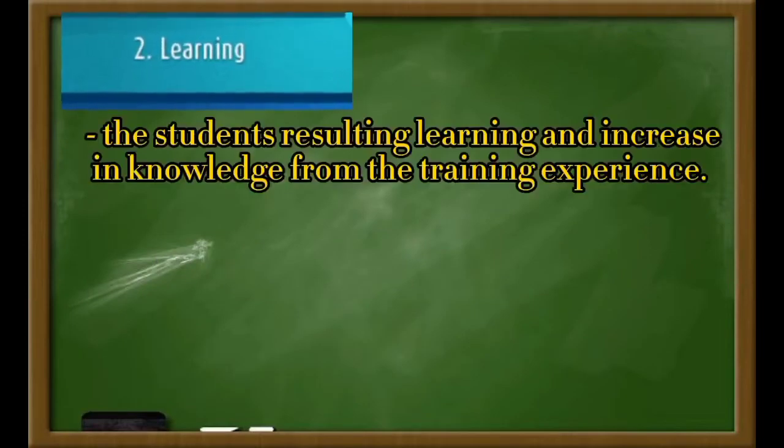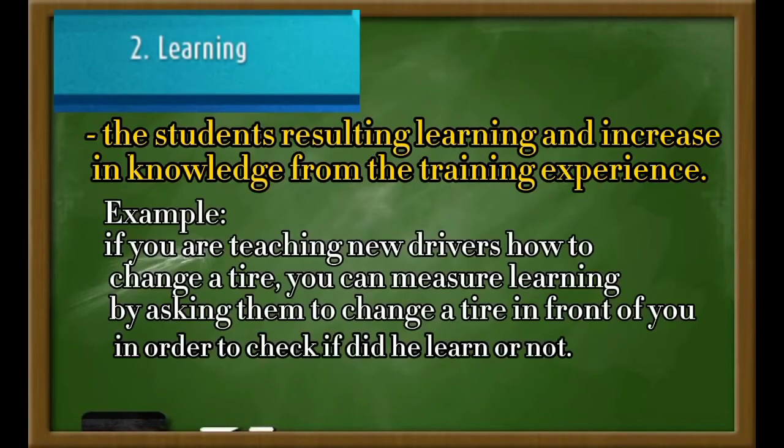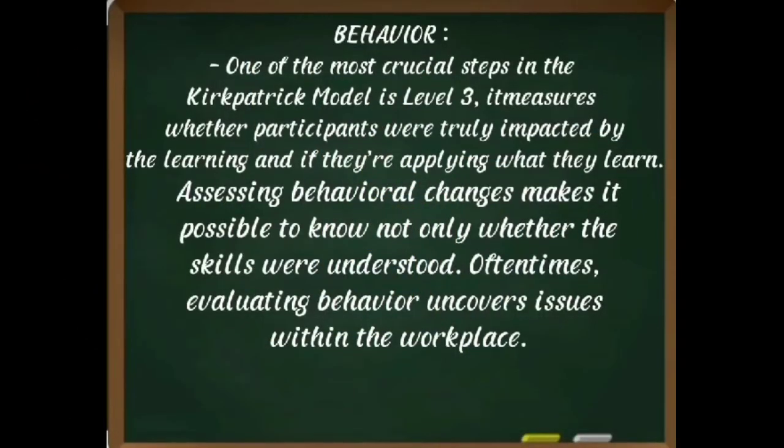Second is learning. The students' resulting learning is an increase in knowledge from the training experience. For example, if you are teaching new drivers how to change a tire, you can measure learning by asking them to change a tire in front of you in order to check if they learned. One of the most crucial steps in the Kirkpatrick model is level 3. It measures whether the participants were truly impacted by the learning and if they are applying what they learned.